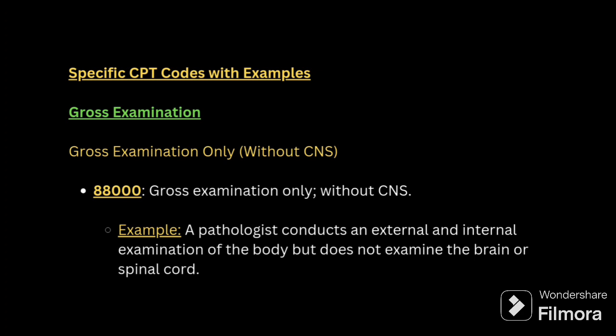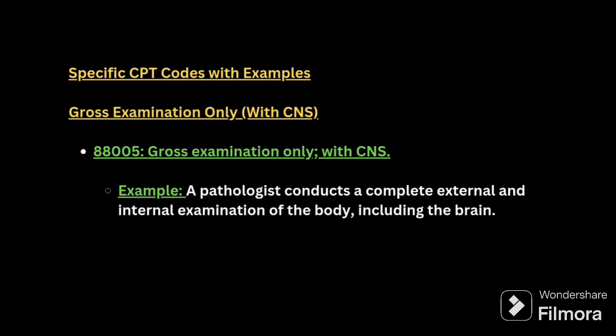Gross examination only, without CNS, we will be giving 88000. For that, the question will be: a pathologist conducts an external and internal examination of the body. Gross examination with CNS example is: a pathologist conducts a complete external and internal examination of the body including the brain. So if it is including the brain, it is with CNS, and we are giving 88005.